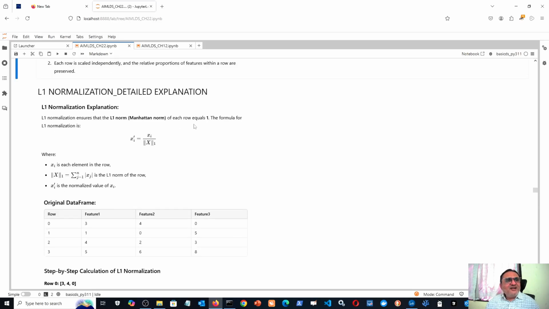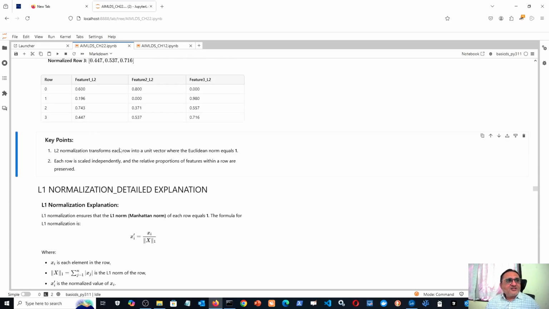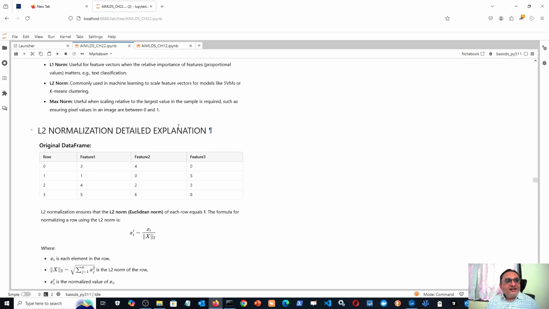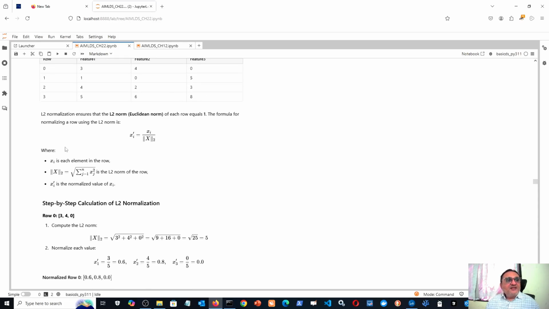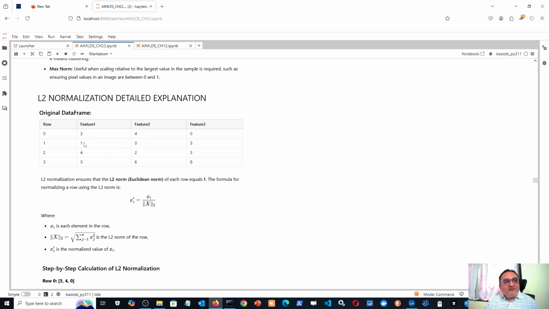Now this is a slightly detailed discussion, first of L2 normalization. Suppose I take a three-column data set. This is the index, so it is not part of the data set: 0, 1, 2, 3. Then feature 1, feature 2, and feature 3, and these are the values. Then I want to apply L2 normalization. Now I know that every normalization means each observation divided by some magnitude. But if I want to apply L2, then what will be the magnitude? The magnitude will be the Euclidean length of each vector.